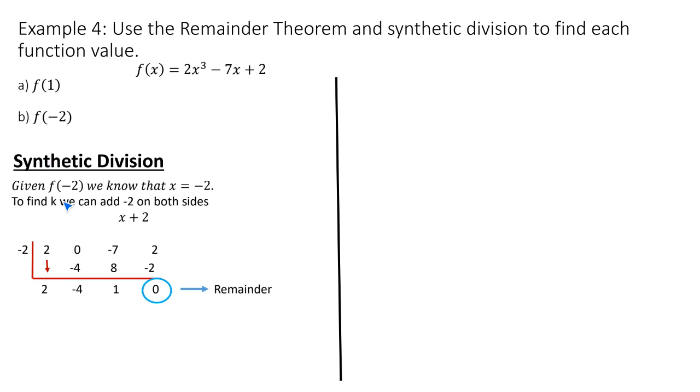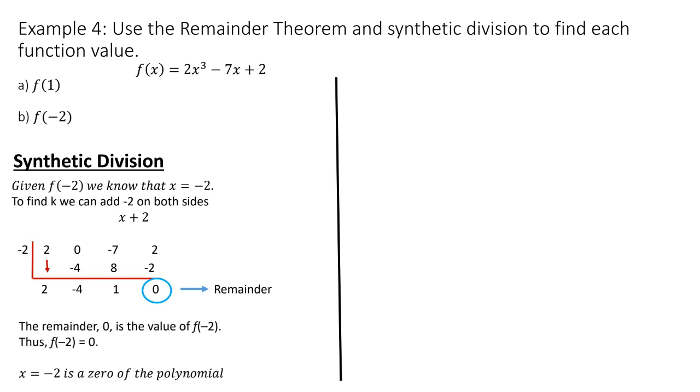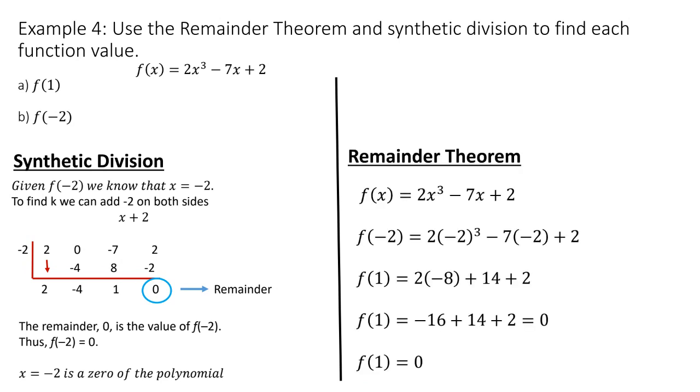Okay, so for letter B, same idea. The negative 2 is what goes on the outside. We have our coefficients, and then here we ended up with a remainder of 0. So that tells me that x equals negative 2 is a zero. And then if we do the remainder theorem, you'll see that you get the same answer for both of these. Okay.